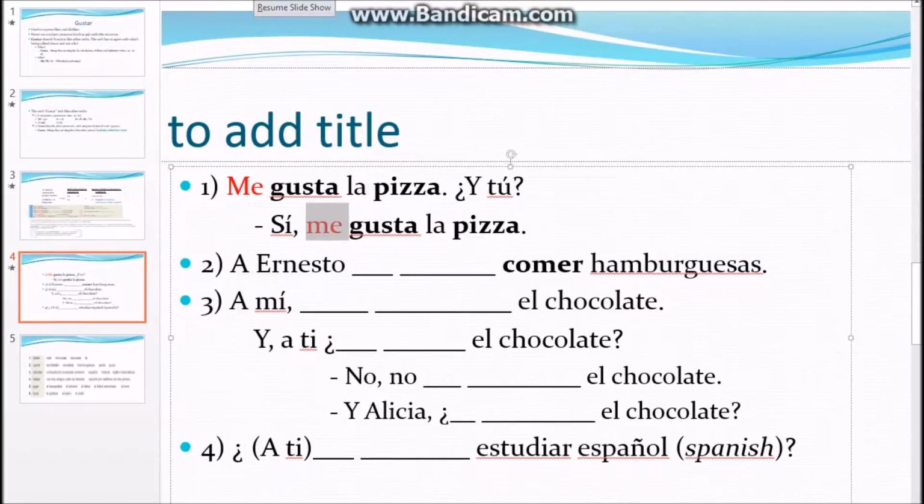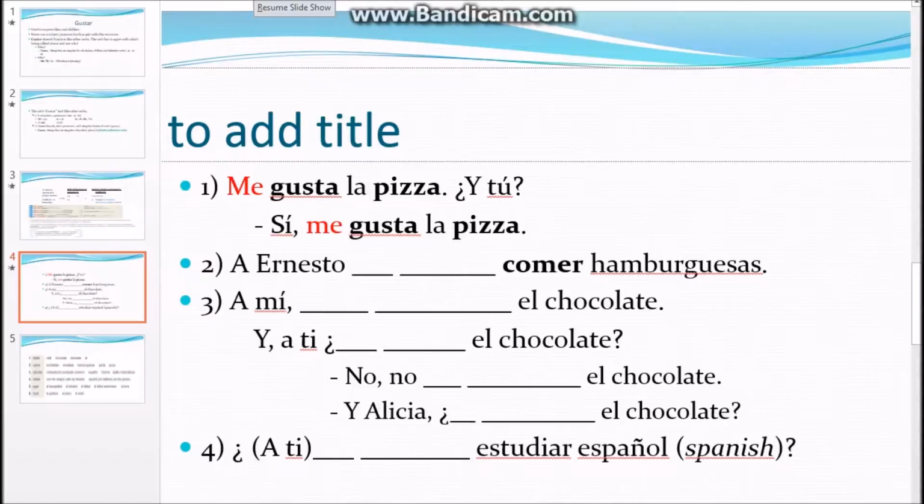Okay, so let's look at number two. Ernesto come hamburguesas. So comer is an infinitive verb. It means to eat. So we know from the previous slide that infinitive verbs are always singular in Spanish. Always. Okay, so it doesn't matter that hamburguesas, hamburgers, are plural. What matters is that comer is an infinitive verb, therefore it's always singular in Spanish.